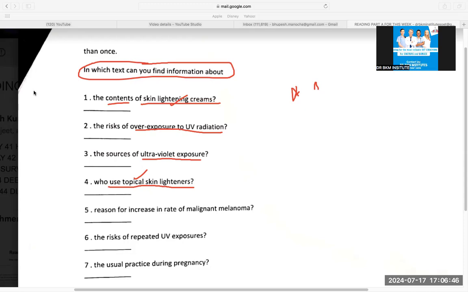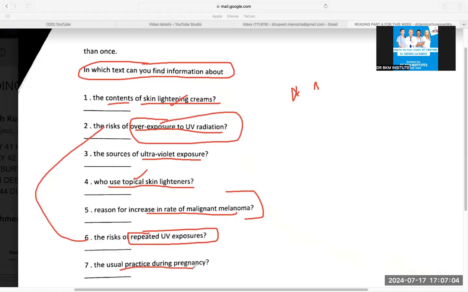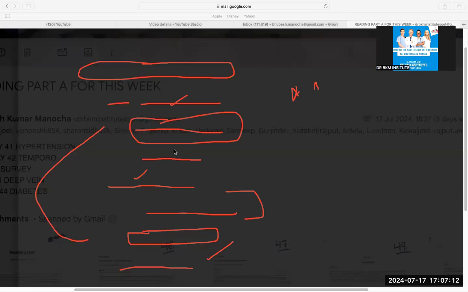Then question number 5, reason for increase in the rate of malignant melanoma: my keyword is malignant melanoma. Risk of repeated UV exposure, overexposure. The word risk is common, so it should be in the same paragraph. The usual practice during pregnancy. Now I have taken just 1 minute to read all this: skin lightening creams, overexposure.